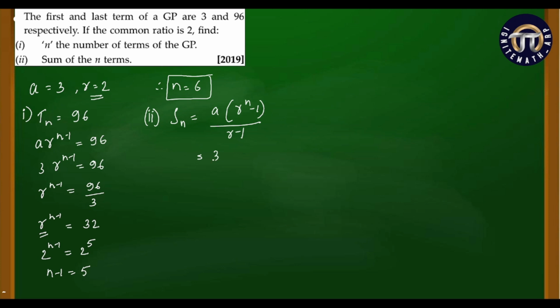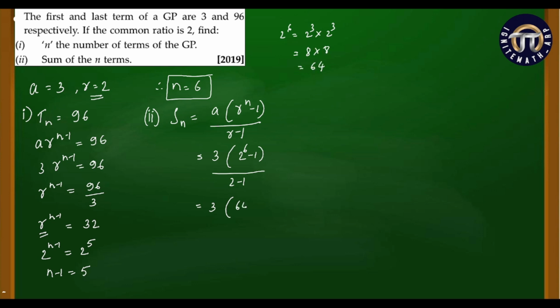A is equal to 3. Then r is how much? R is 2. 2 to the power of n terms, that is 6 minus 1 divided by 2 minus 1. So that is equal to 3 into, okay, 2 to the power of 6. 2 to the power of 6 is how much? That is 2 to the power of 3 into 2 to the power of 3. That is 8 into 8. That is equal to 64.